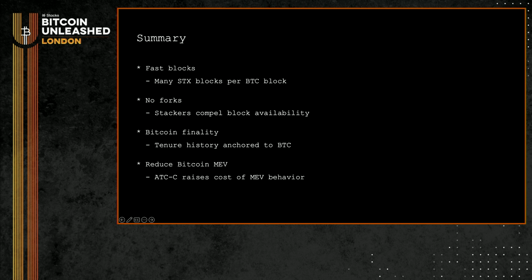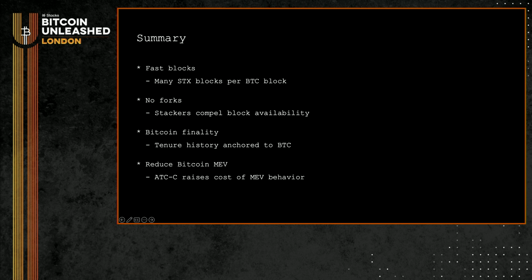That gives us no forks, because now stackers can compel miners to build atop the latest Stacks block ever seen. When miners mine, instead of announcing their block on the Bitcoin chain, they announce a previous Stacks tip on the Bitcoin chain, thereby anchoring the Stacks history to the Bitcoin chain in a way that makes changing that history later on as difficult as attacking Bitcoin.